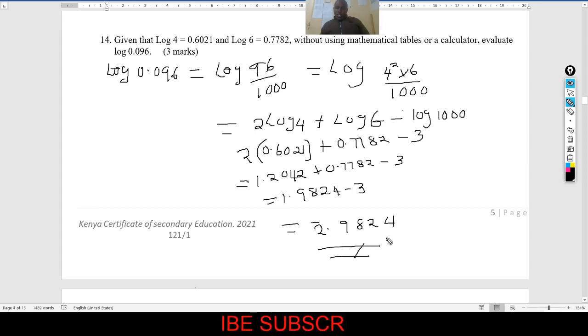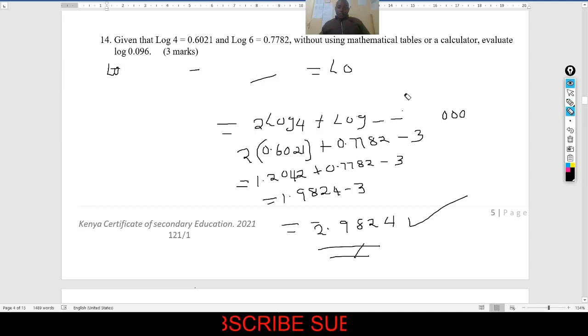9824. So that is how you were supposed to do it. That is how you were supposed to solve this question. So now we do the next question, number 15.